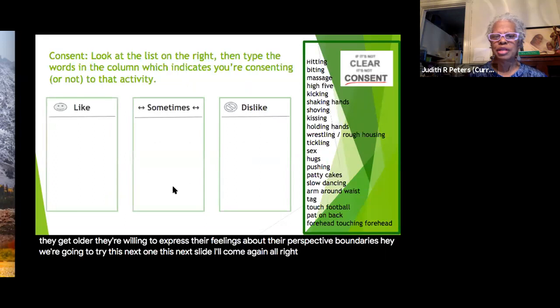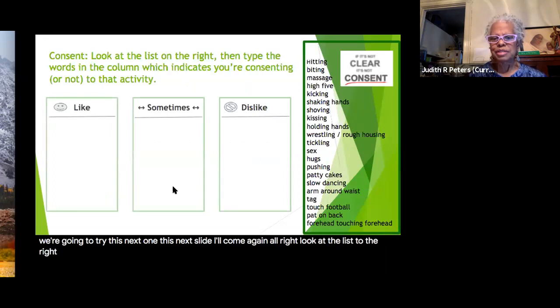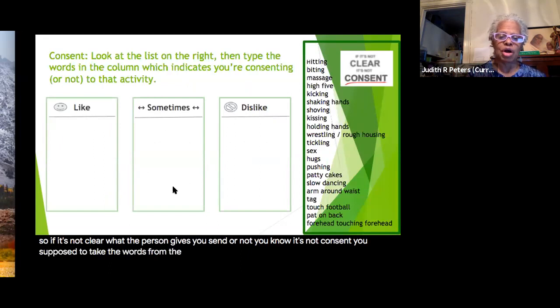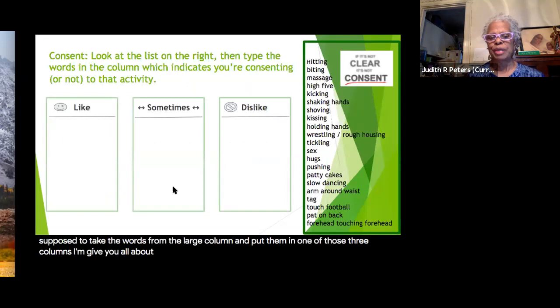All right, look at the list to the right. It says if it's not clear, it's not consent. It's supposed to be fuzzy for a reason. So if it's not clear whether the person gives you consent or not, you know it's not consent. You're supposed to take the words from the large column and put them in one of those 3 columns. I'm going to give you about 2 or 3 minutes to do it. So try it, please.